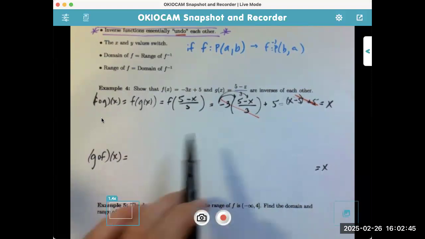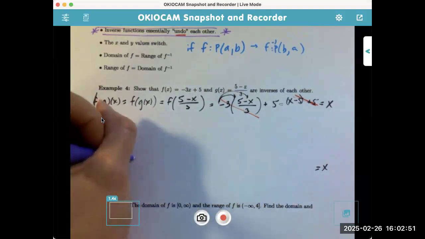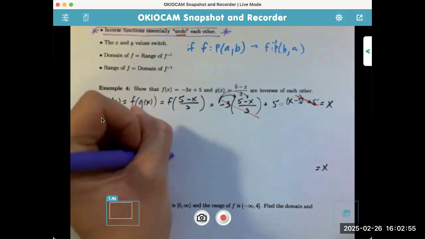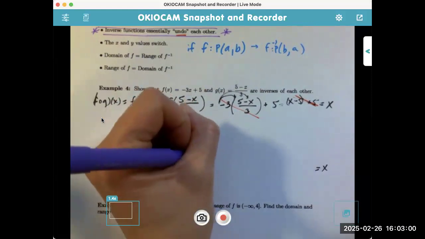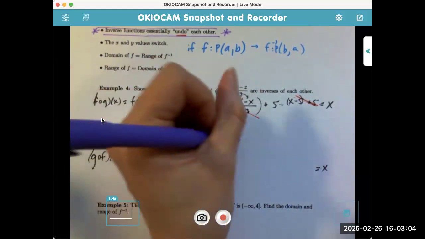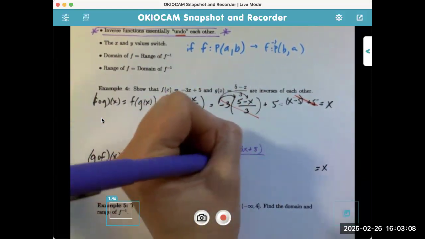So you should have stuff cancel in here. Ready, go. Okay, welcome back. So this is g of f of x, or g of negative 3x plus 5, equals 5 minus negative 3x plus 5, all over 3.